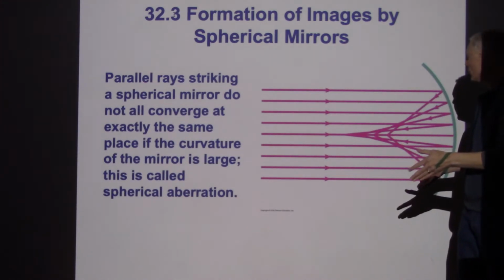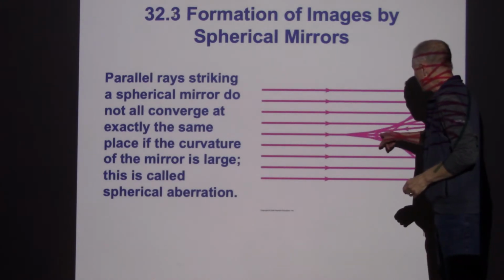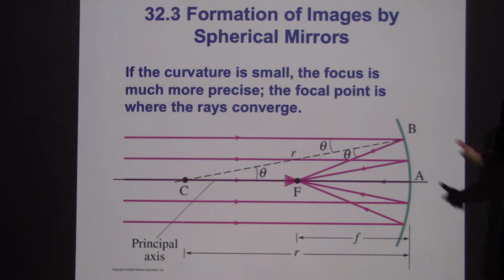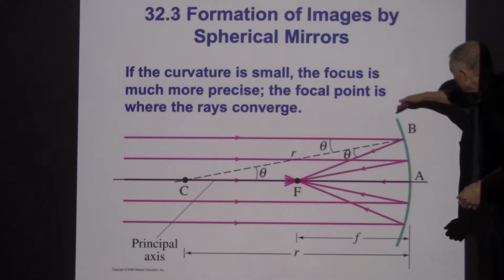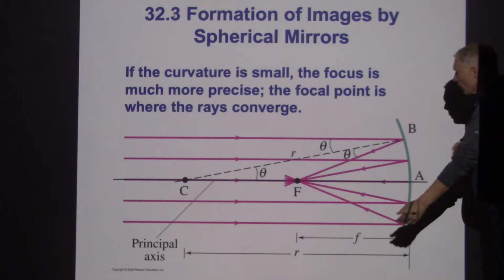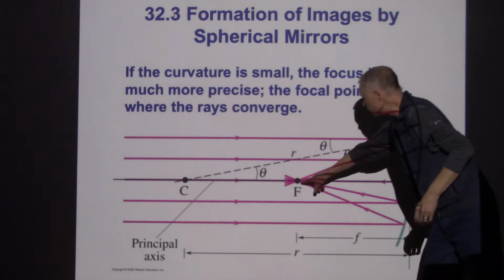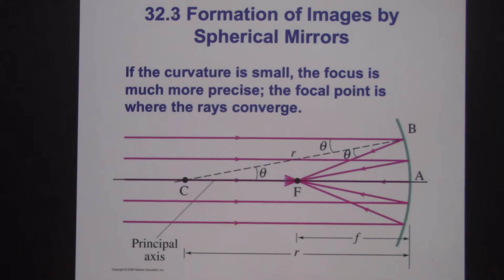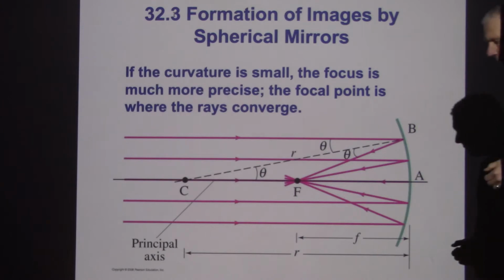So here's the aberration that we get when all the light doesn't come to the same point. But what we're going to find with the mirrors that we're looking at is we're going to keep this angular size small enough that all of these reflected points come back to one location. So that's referred to as the focal point, and we've labeled that as capital F.